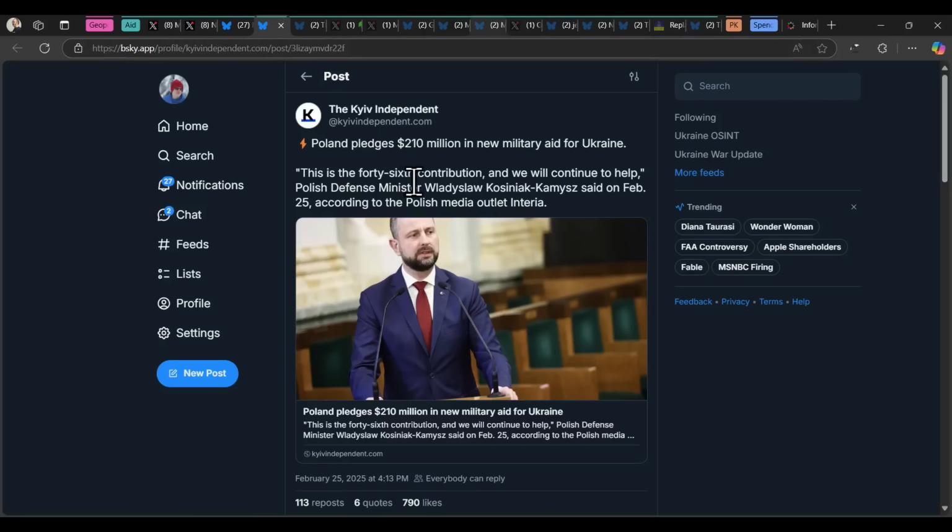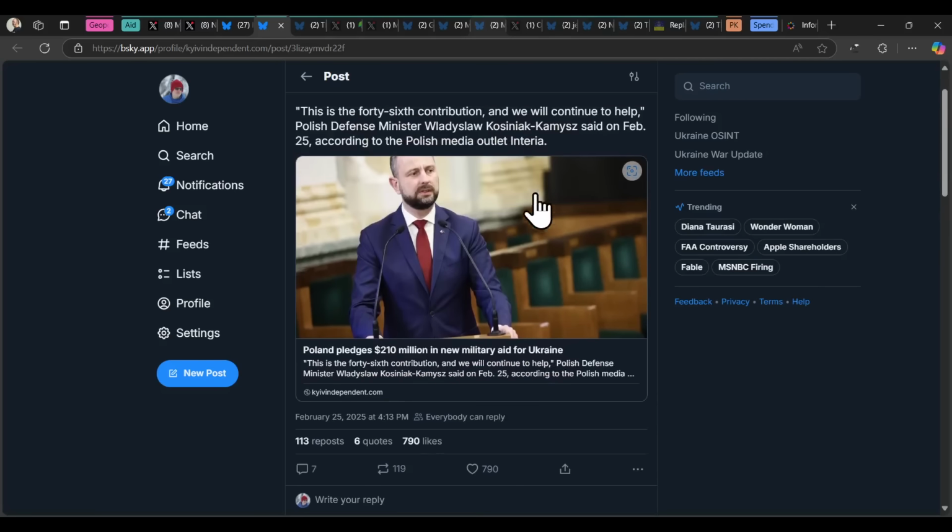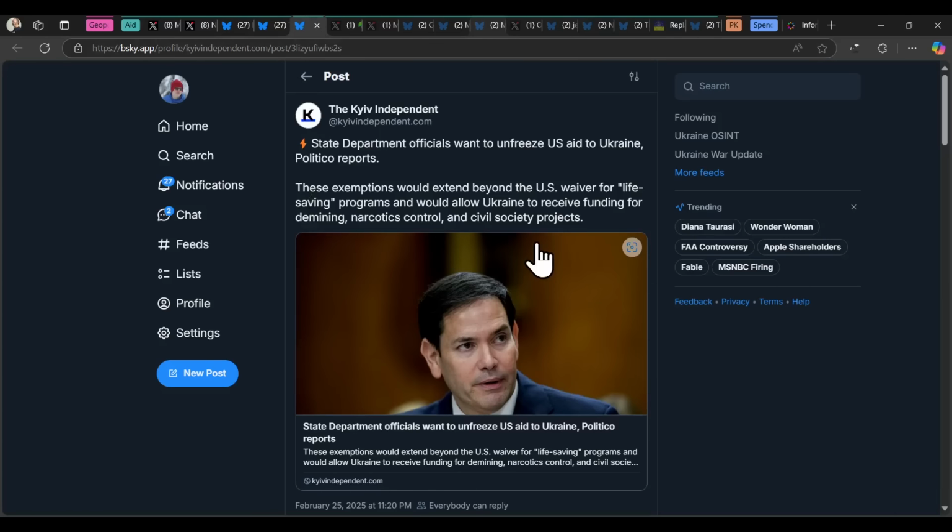Okay, Poland is pledging a new military aid package of $210 million. This is a 46th contribution, and we will continue to help, says the Polish Defence Minister yesterday. That is good. I don't know what's in it, though, I have to say, but good news that they're getting a pretty sizable package from Poland there.